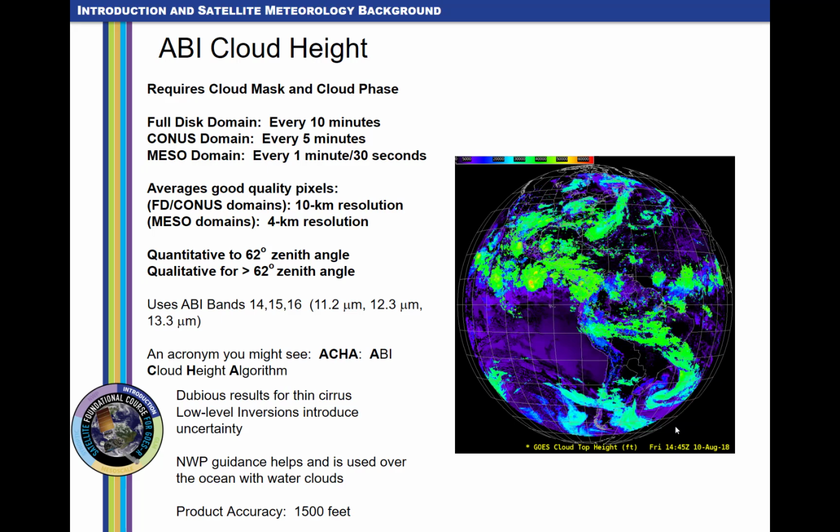Height is computed using bands 14, 15, and 16, that is 11, 12, and 13 micrometers, and it requires the cloud mask and cloud phase. It does not necessarily give a good answer with thin cirrus. Thin cirrus is a problem for many cloud products.